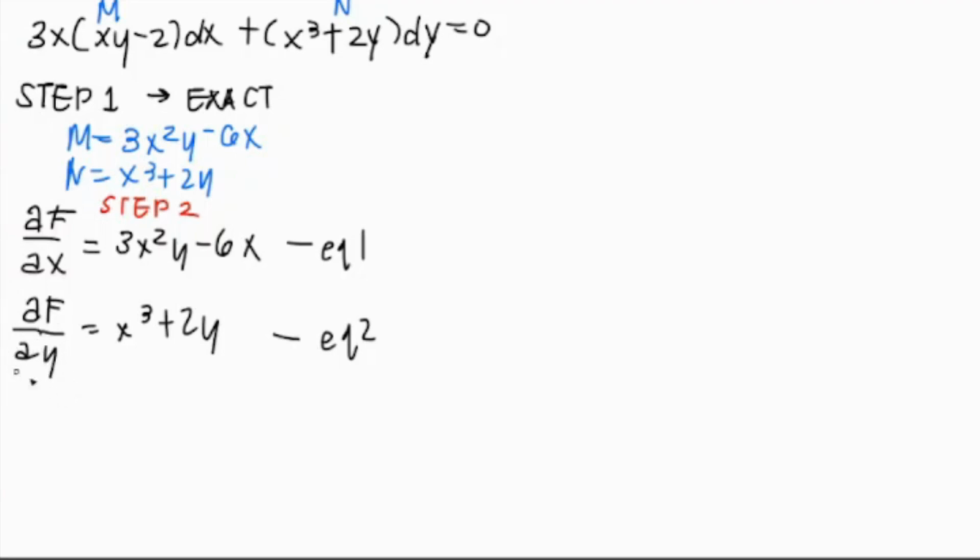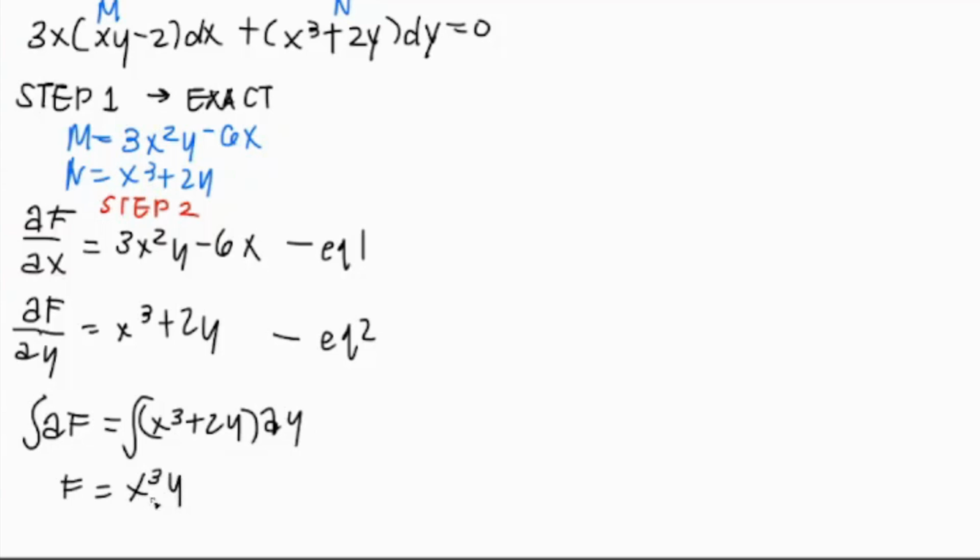Multiply muna natin both sides by dy. So, magiging df is equal to x cubed plus 2y dy. So, integrate na natin. Magiging f is equal to, since integration in terms of y, ito magiging lang x cubed y. Copy natin yung x cubed plus yung katabi niya sa y, plus 2y squared over 2. Makakancel to, so y squared na lang. Erase na natin, palitan na lang natin.